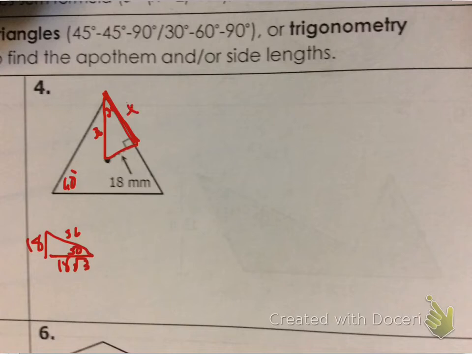this little bit right here, I'm going to say is x. 18 square root of 3. Let me write square root of 3. I can write square root of 3. Alright, I get 31.18.